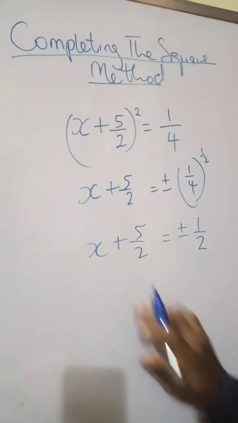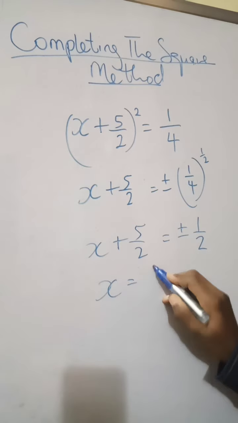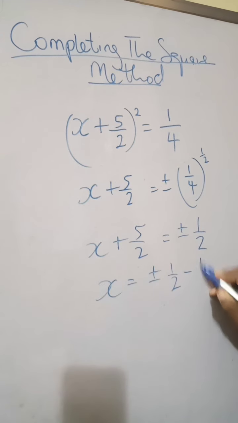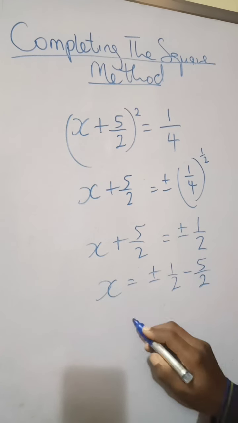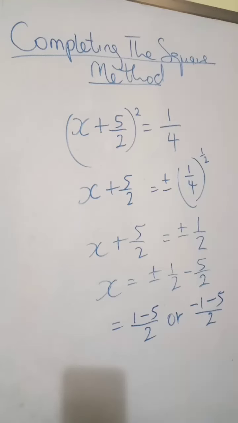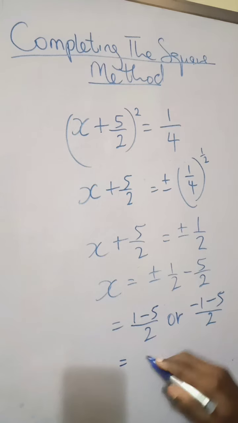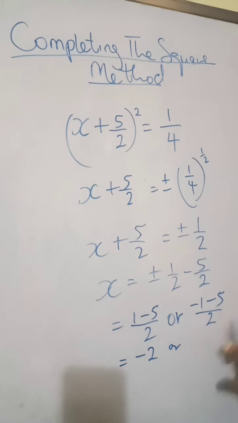We could even erase it from this side of the equation. And moving on to finding our x, we have plus or minus 1 over 2 minus 5 over 2. And so that's going to be, now we have 2 as the denominator since they both have a common denominator. And minus 1 minus 5 over 2 is going to give us minus 4 over 2, which is minus 2. Minus 1 minus 5 over 2 is minus 6 over 2, which is minus 3. And that's the value of x.